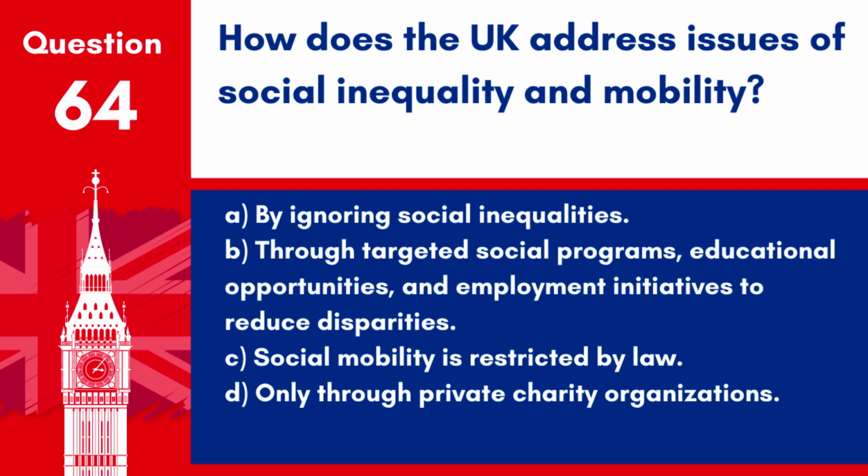Question 64. How does the UK address issues of social inequality and mobility? A. By ignoring social inequalities. B. Through targeted social programs, educational opportunities, and employment initiatives to reduce disparities. C. Social mobility is restricted by law. D. Only through private charity organizations. Answer. B.